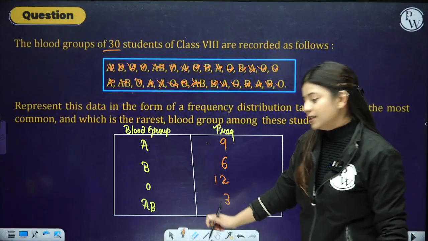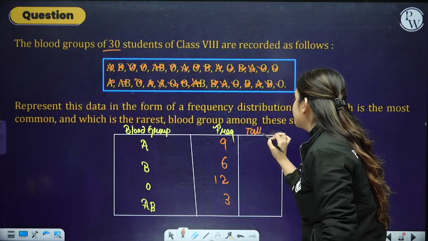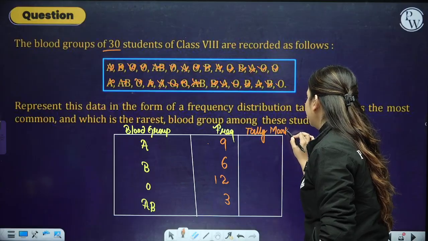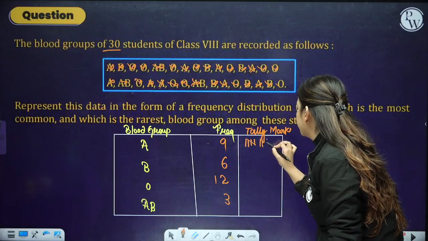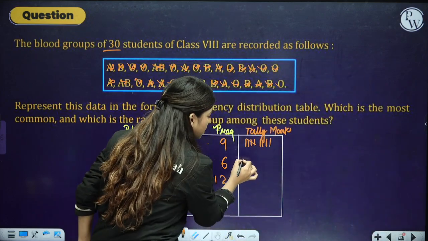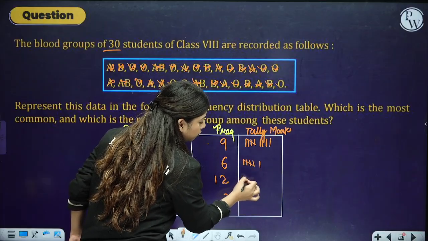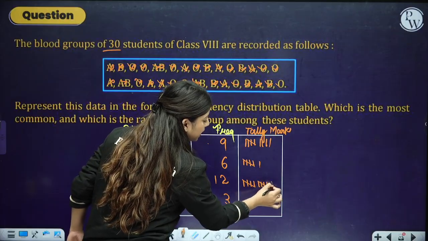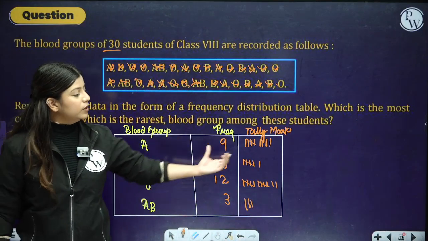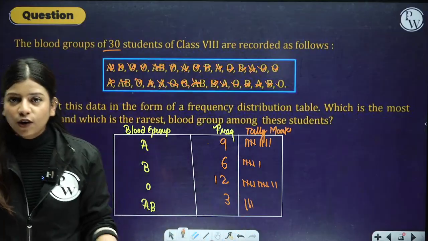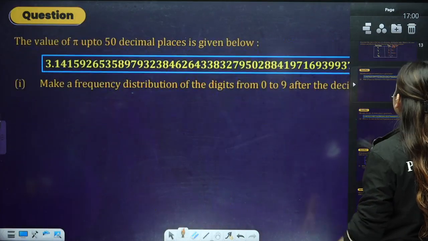You can also write this in numbers and if you want, you can also write this in tally. What are tally marks? I hope you remember the thing that you have learnt in 8th. Tally marks. How to write 9? 1, 2, 3, 4, 5, 6, 7, 8, 9. How to write 6? 1, 2, 3, 4, 5, 6. How to write 12? 1, 2, 3, 4, 5, 6, 7, 8, 9, 10, 11, 12. How to write 3? 1, 2, 3. So you can write down directly as numbers or you can also write them in tally, with the lines.